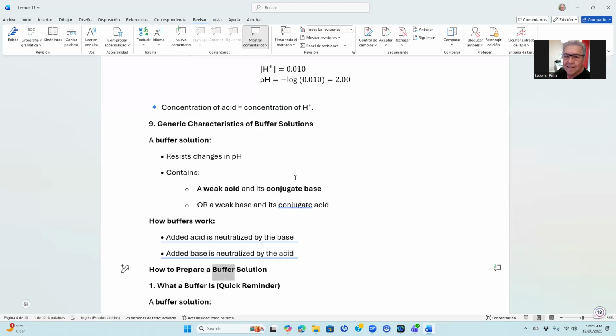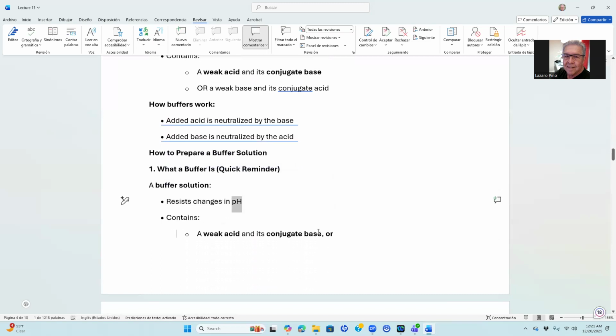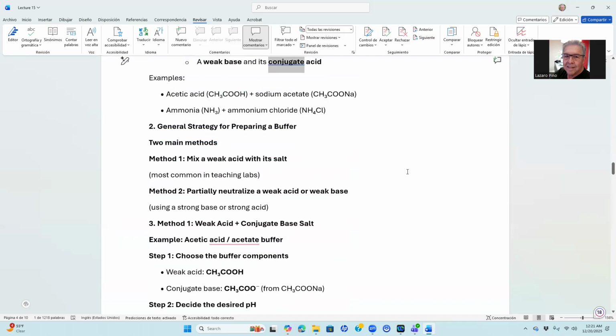Added base is neutralized by the acid. How to prepare a buffer solution. 1. What a buffer is, quick reminder. A buffer solution resists changes in pH, contains a weak acid and its conjugate base, or a weak base and its conjugate acid. Examples: acetic acid, CH3COOH, plus sodium acetate, CH3COONa. Ammonia, NH3, plus ammonium chloride, NH4Cl.